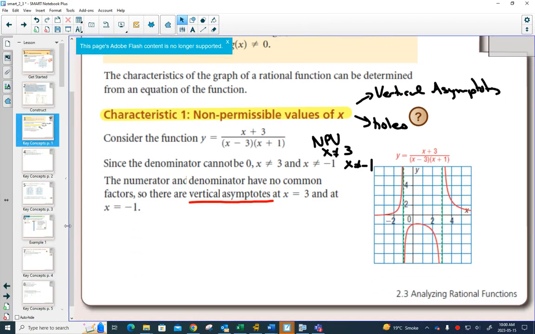So on this graph, there is a vertical asymptote at -1, and there's a vertical asymptote at 3.